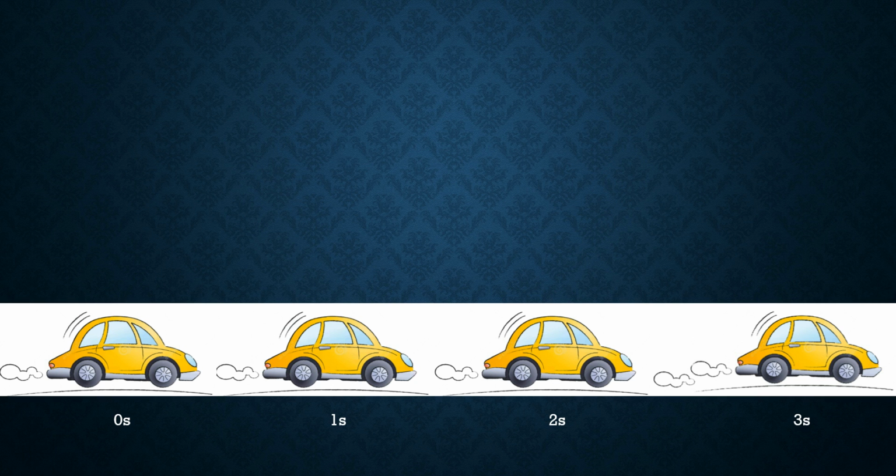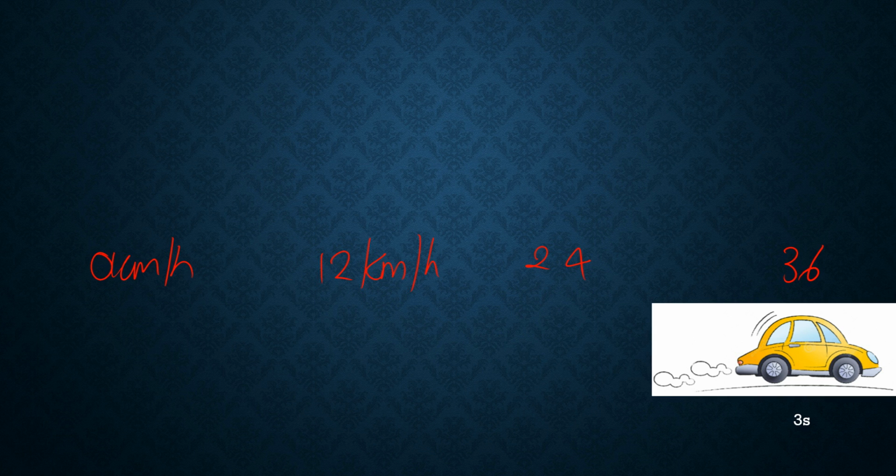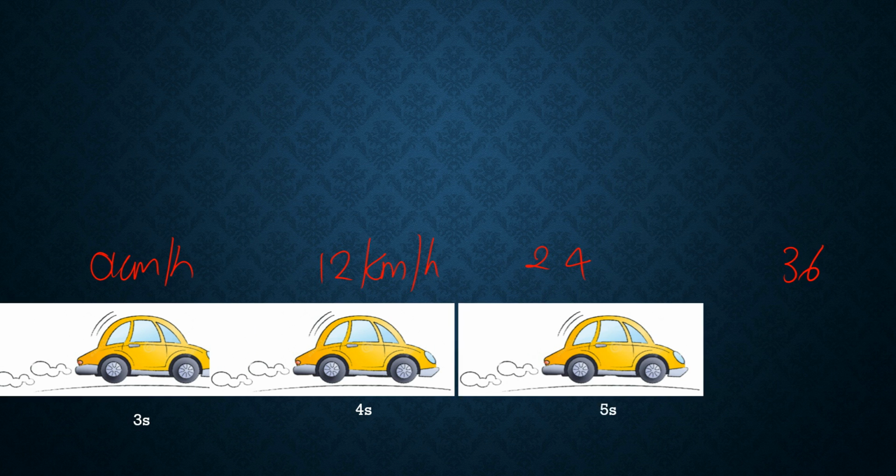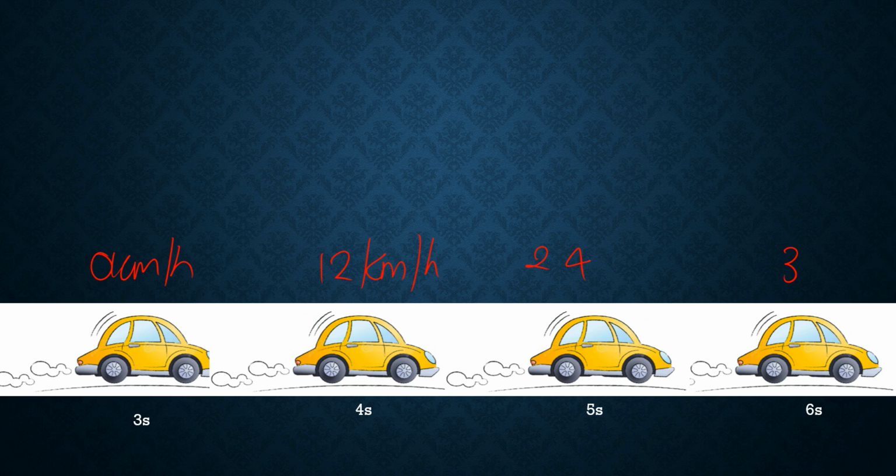So if we look at this car speeding up, at time 0, at the very beginning, it was doing 0 kilometers per hour. If we travel for 1 second, then we are at 12 kilometers per hour. At 2 seconds we are at 24, 3 seconds at 36. So as you can see, you can calculate the acceleration of the object and therefore the final velocity.